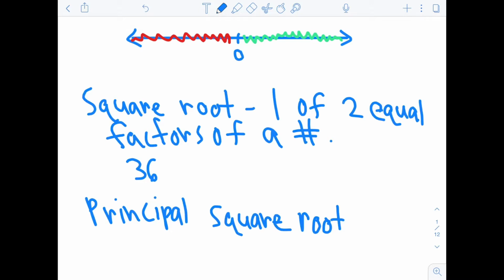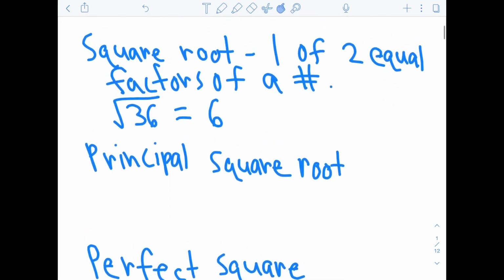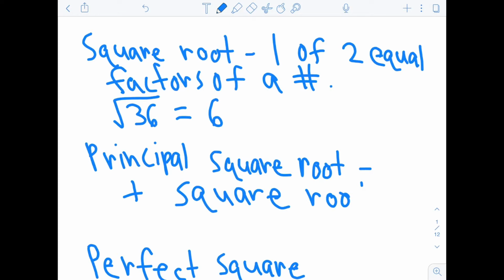So that means when you take the square root of 36, that's going to equal 6, because 6 squared is 36. So this is known as the principal square root. It's the non-negative square root, so it's the positive square root. So there's also a negative square root, because when you take the square root of 36, it could also equal negative 6, because negative 6 squared is also 36.